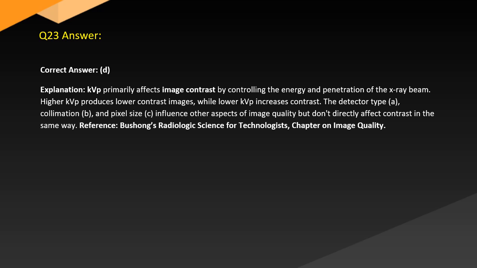Answer. Correct answer: D. Explanation. kVp primarily affects image contrast by controlling the energy and penetration of the X-ray beam. Higher kVp produces lower contrast images, while low kVp increases contrast. The detector type, A, collimation, B, and pixel size, C, influence other aspects of image quality but don't directly affect contrast in the same way. Reference: Bushong's Radiologic Science for Technologists, chapter on image quality.